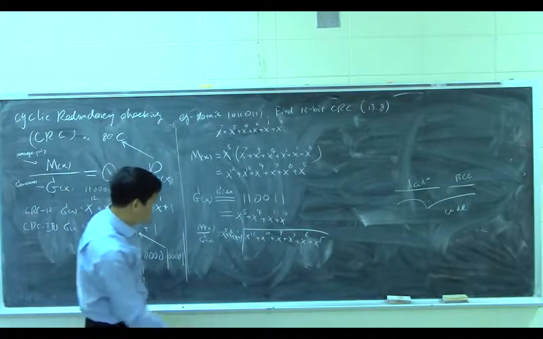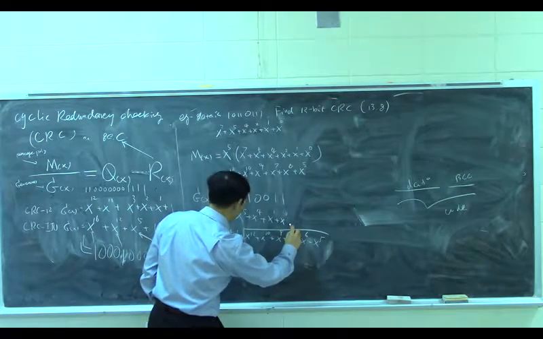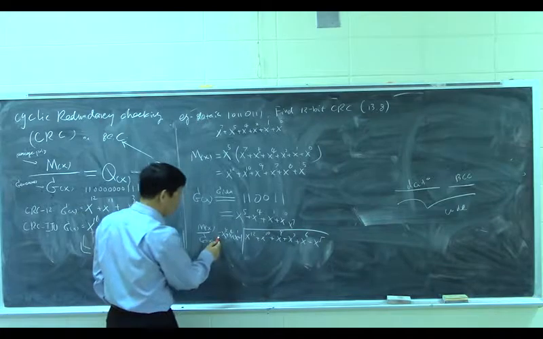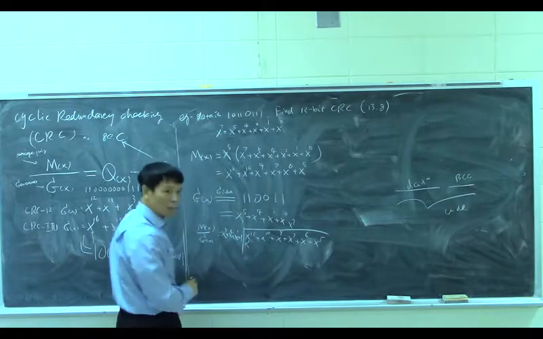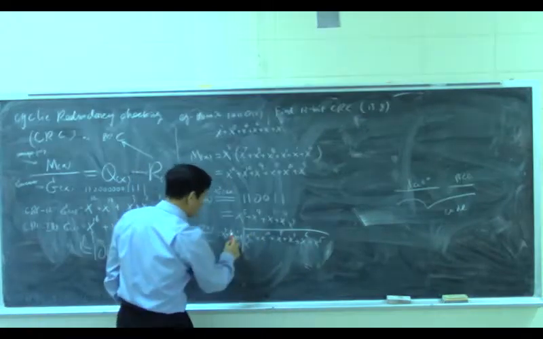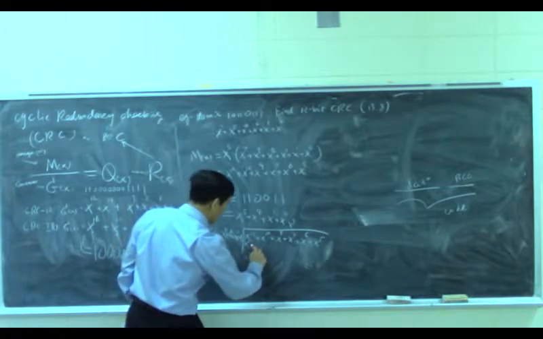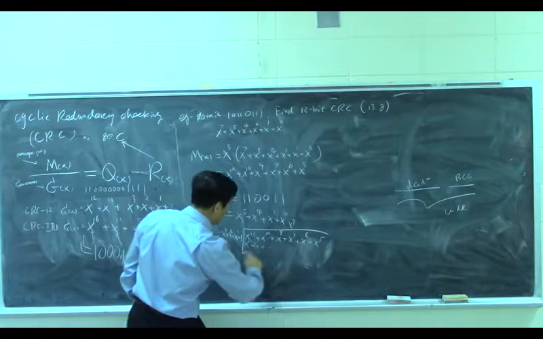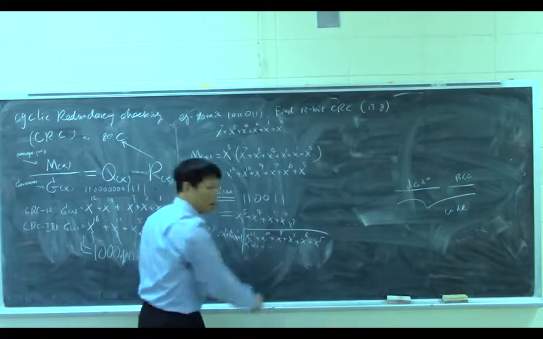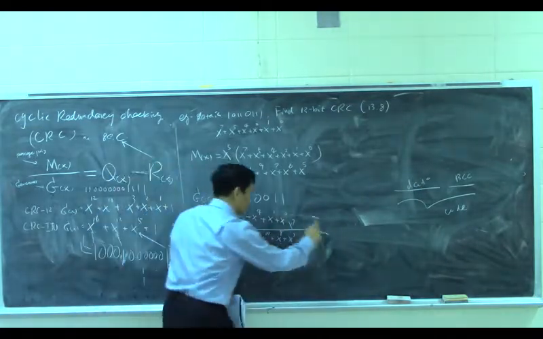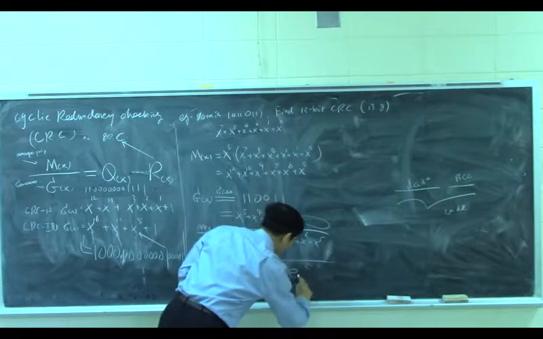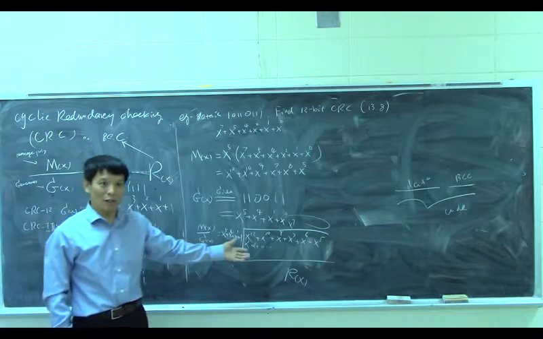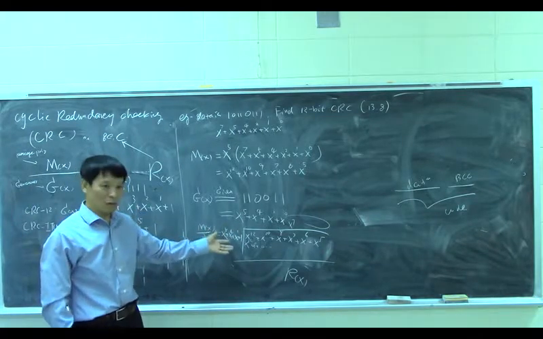X to the 7, so we write x to the 7 here, right? Then x 7 multiplied by this equals x 12. Then x to the 4 times x 7 gives x to the 11, plus nothing here, plus nothing here, so we can do this one by one. Then we have a quotient here, and we are going to have a remainder at this point. So you can see, this one is lengthy.